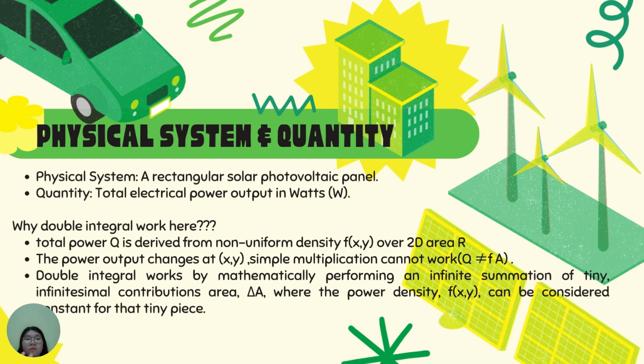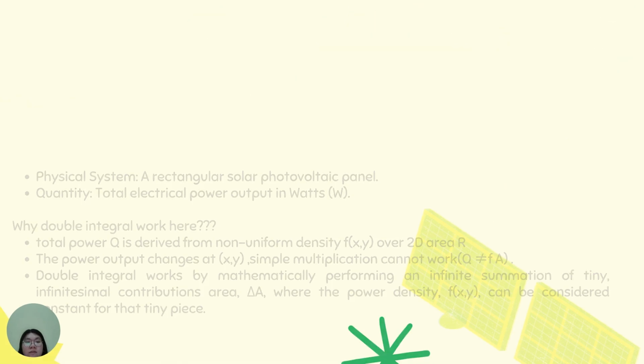The physical system is a rectangular solar photovoltaic panel, and the quantity to find is the total electrical power output in watts. So why do we use a double integral here? Because the total power Q is derived from the non-uniform density f(x,y) over the area R. The power output changes at each (x,y). A simple multiplication cannot work here because Q is not equal to f times A, so the double integral will work mathematically by performing an infinite summation of tiny infinitesimal contributions over area delta A, where the power density f(x,y) can be considered constant for that tiny space.